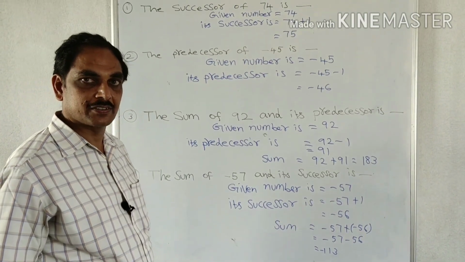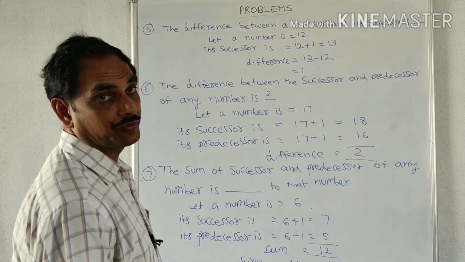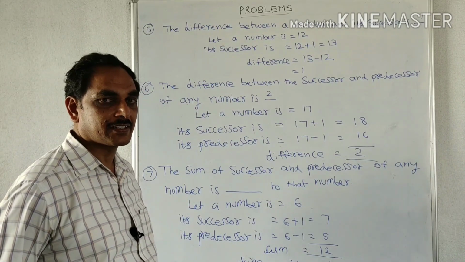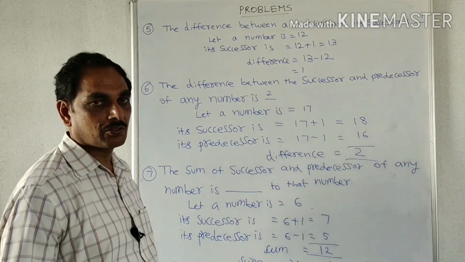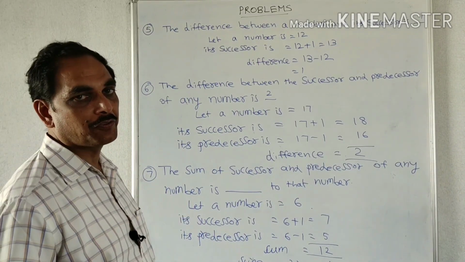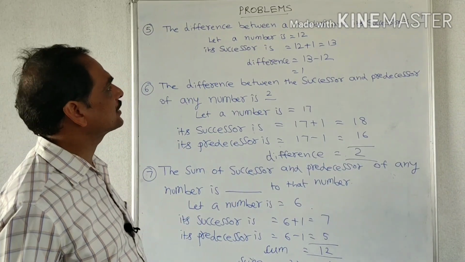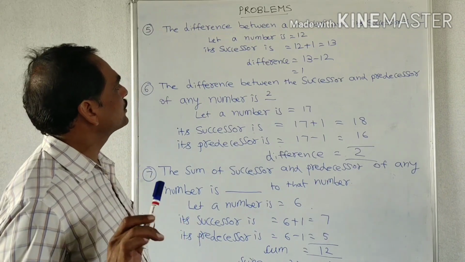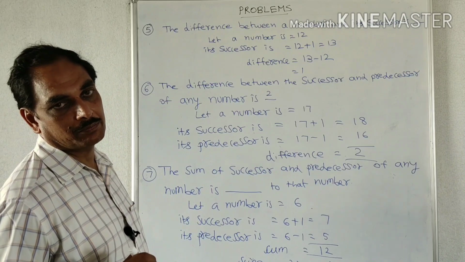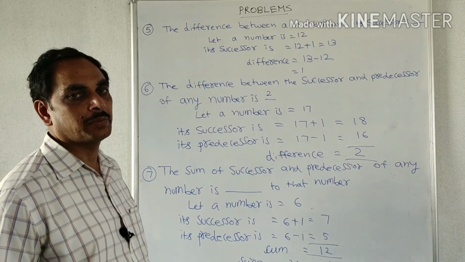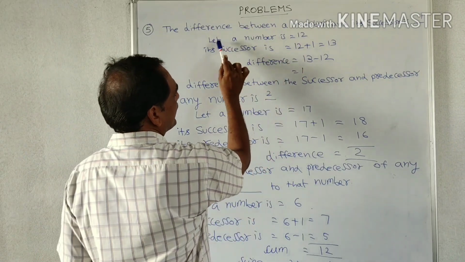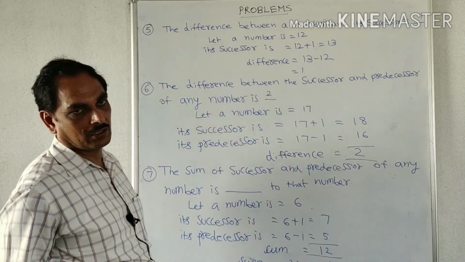The next problem, the fifth: the difference between a number and its successor. We are going to find the difference between a number and its successor. There is no number given in the problem, so we take any number. Let us take the number 12.